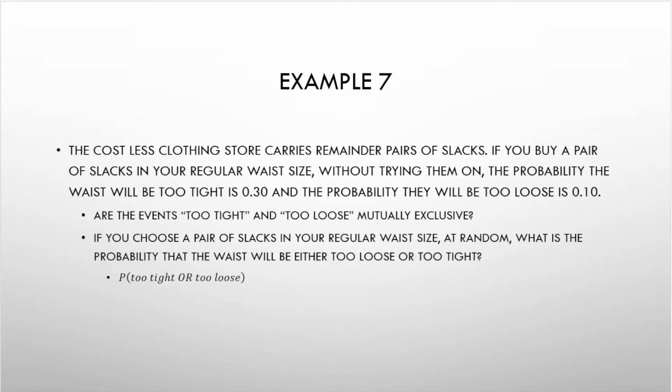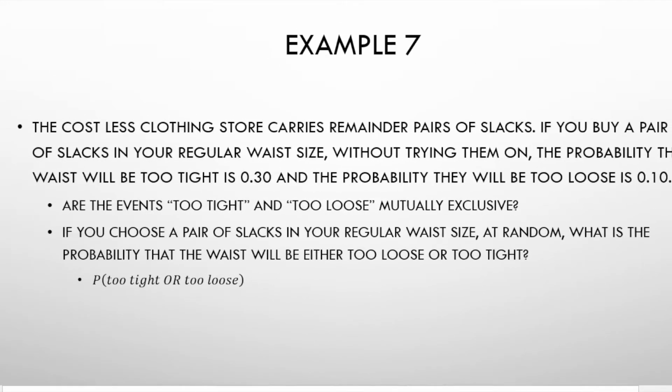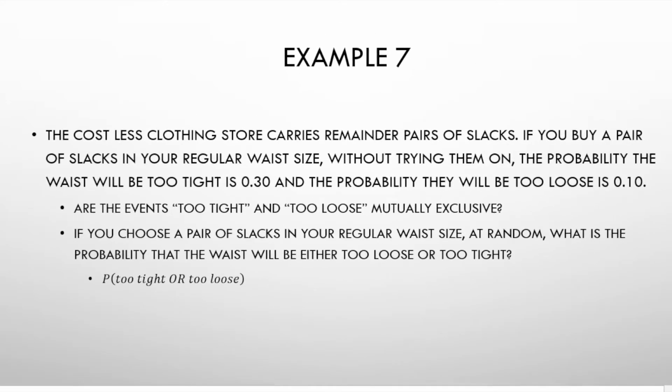So again, advice: if you're ever confused about a problem, start writing down what it tells you. Start writing it out as probability statements. So for the first one, it tells me that the probability of too tight is equal to 0.30, or you could just write 0.3. You should know that those numbers are the same, right? The other one, too loose, is 0.1. So that's what we're given.